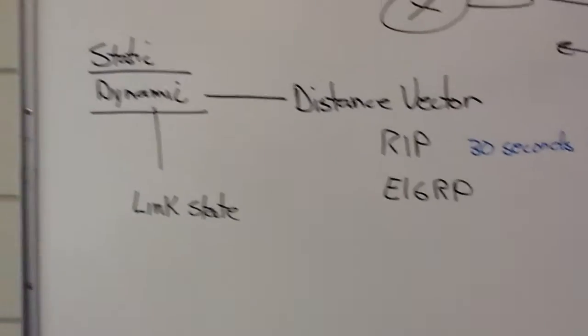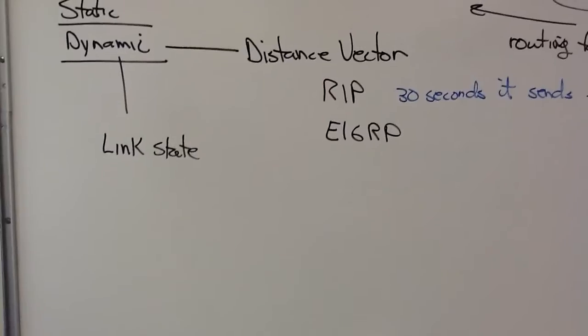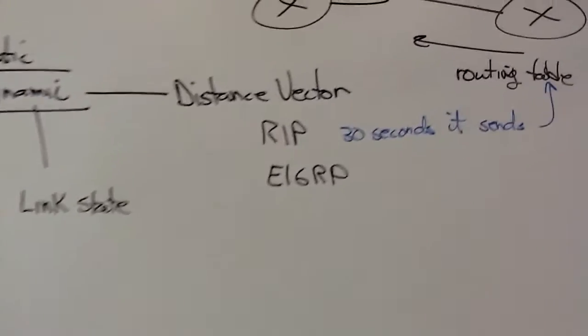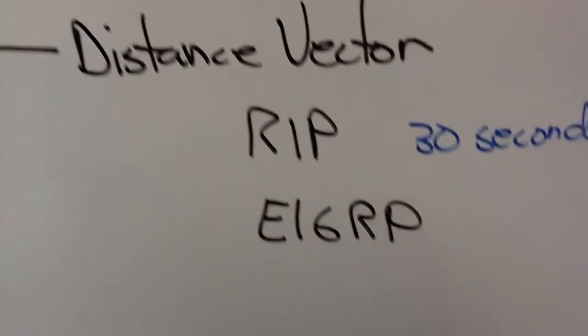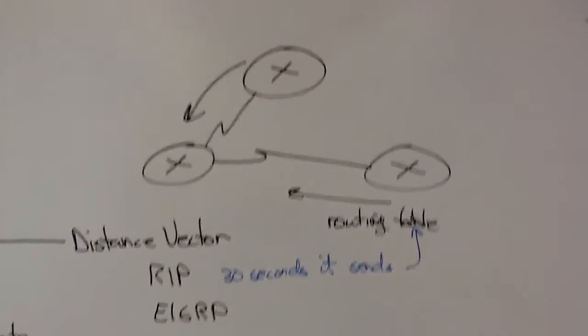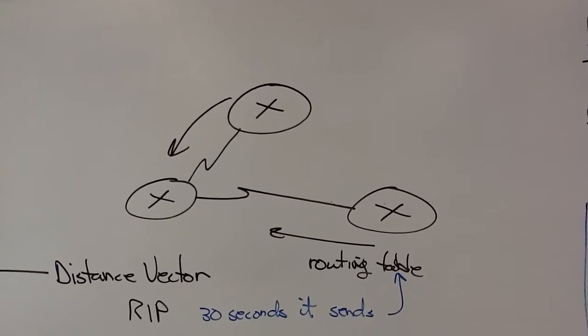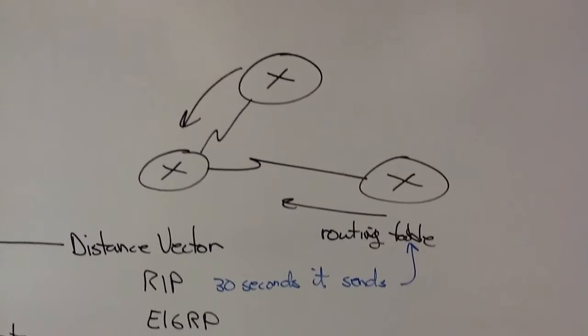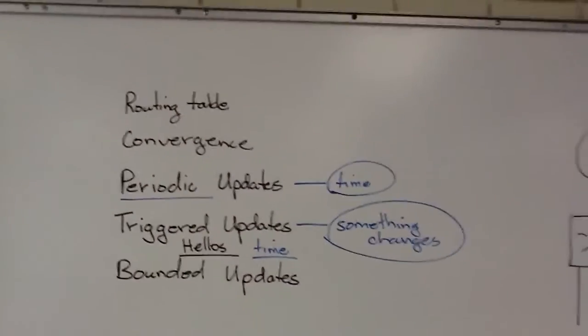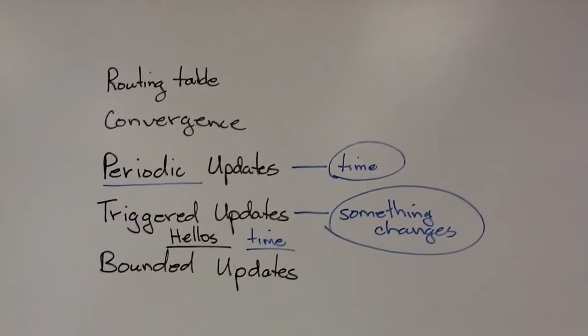We spent a little bit of time. We talked about static and dynamic routes, we talked about link state, and we talked about distance vector. Distance vector is what we're focusing on. We got RIP and EIGRP, sharing information from one router to another. Okay? We covered some specific terms, and then we looked at lots of examples to understand this. So we got about halfway through the chapter.